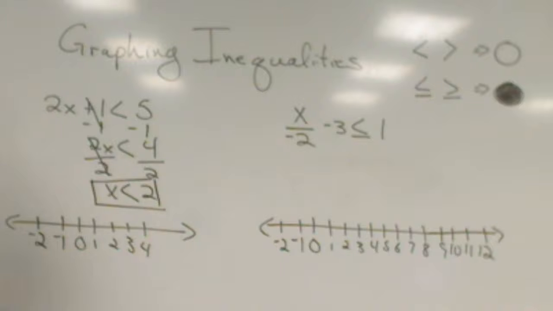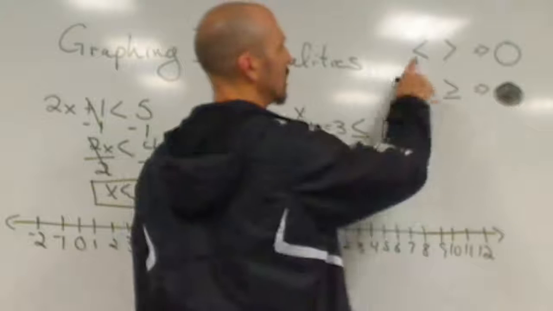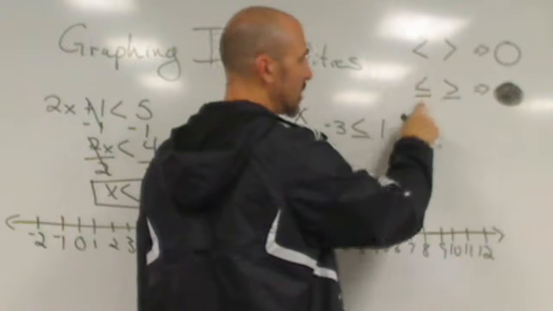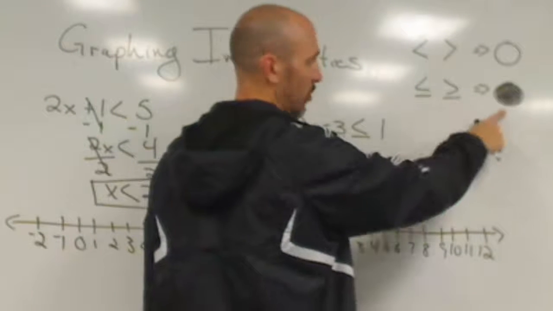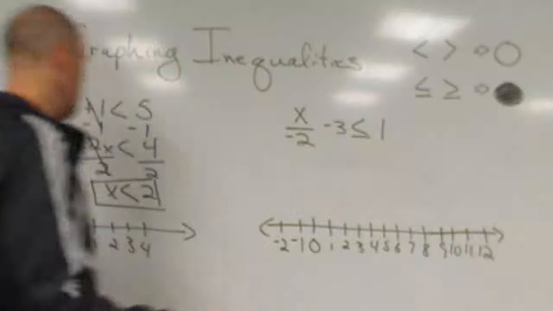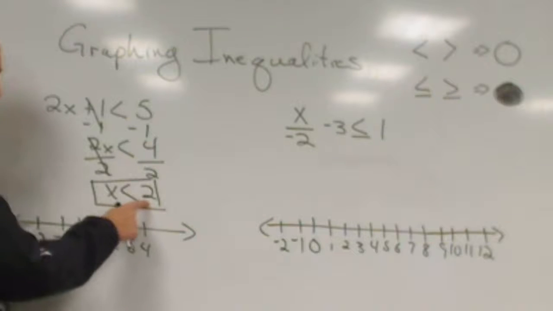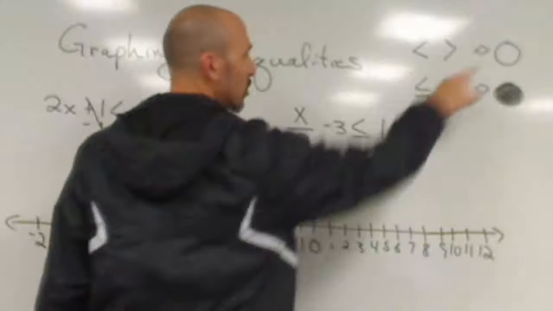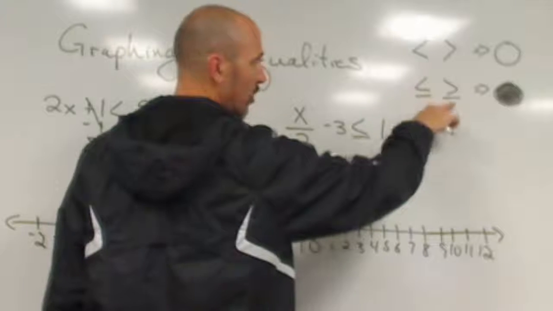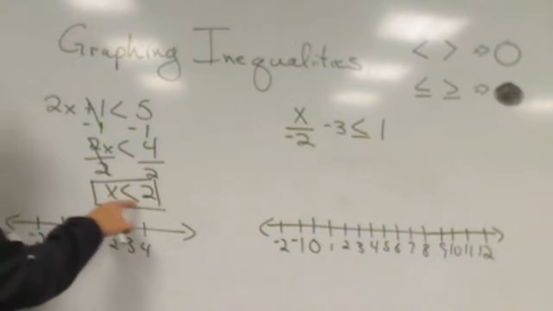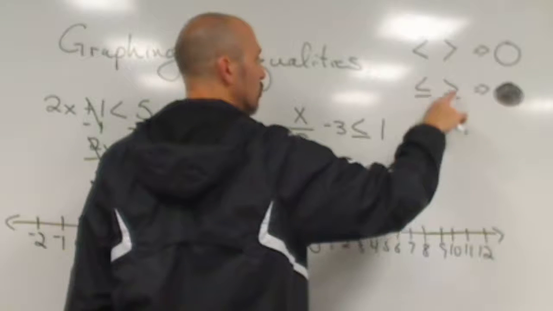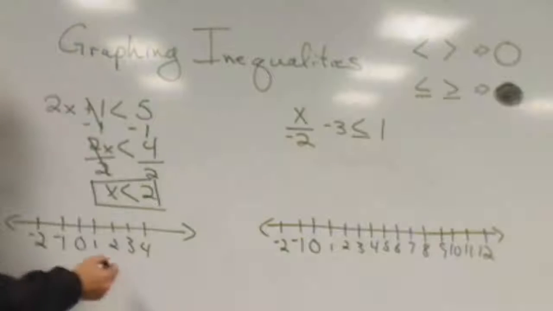Now, if you look over here, I've got the less than and the greater than sign, and that's an open circle. Right here, I have the less than or equal to or greater than or equal to sign, and it's a closed circle. So when you're graphing, you go to the number that's given in the inequality. In this case, it's 2. This is x is less than 2. If it's less than or greater than, it's an open circle. If it's less than or equal to, or greater than or equal to, it's a closed circle. So this will be an open circle.